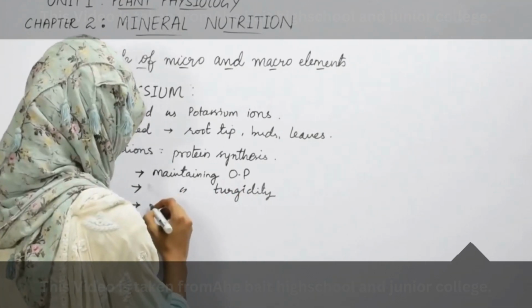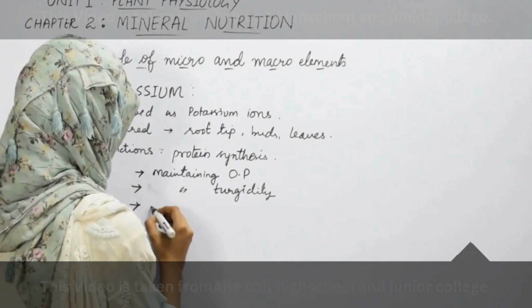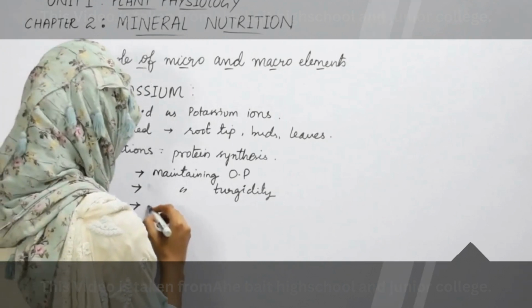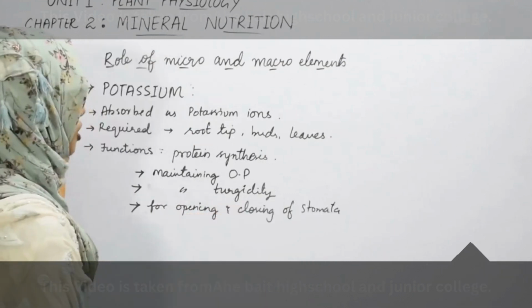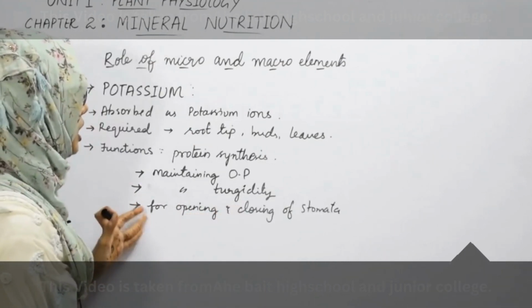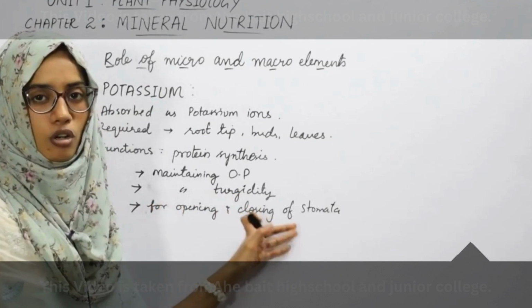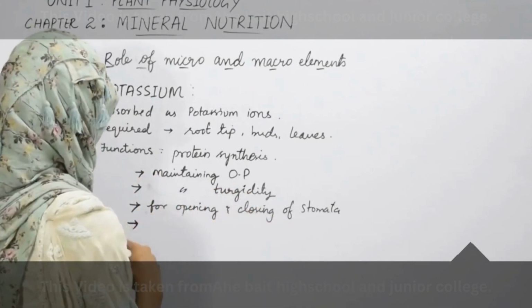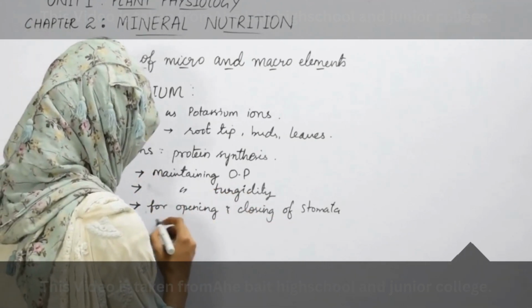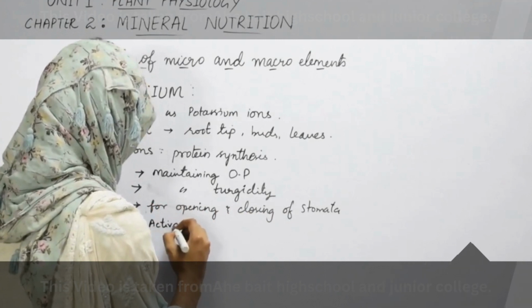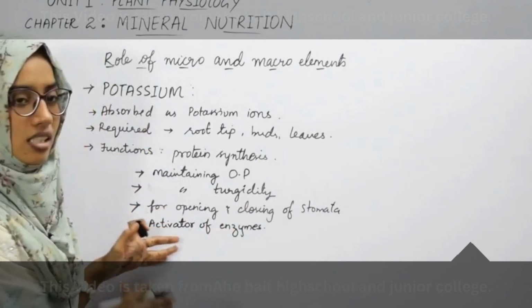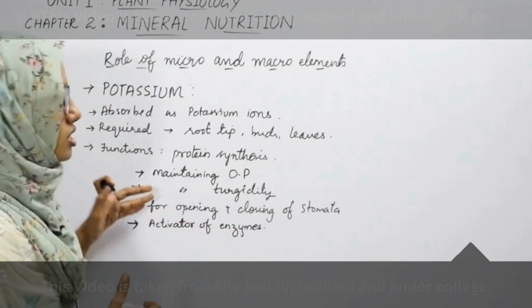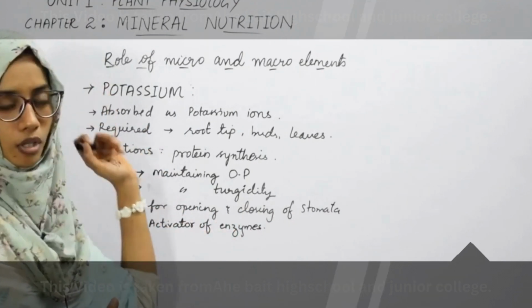The next function of potassium is it is essential for opening and closing of stomata. Concentration of the potassium makes the opening and closing of the stomata. And the last function of potassium is it acts as the activator of certain enzymes. So these are certain functions which are carried out by the element potassium.